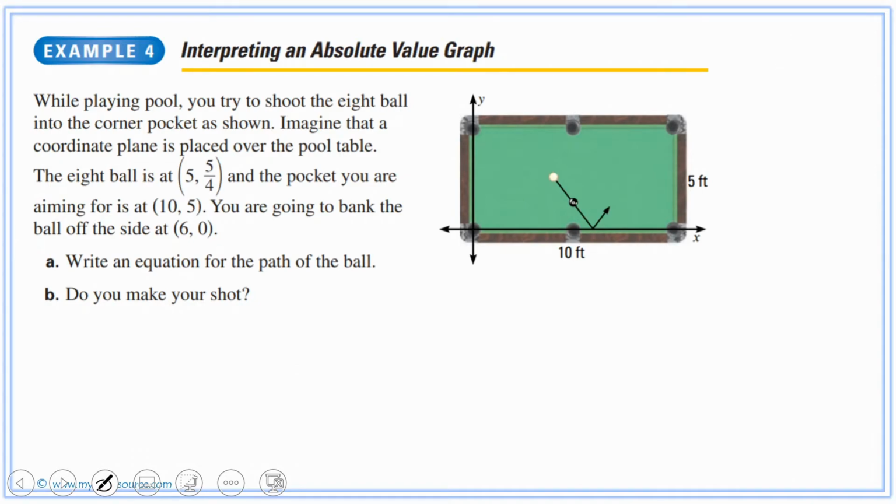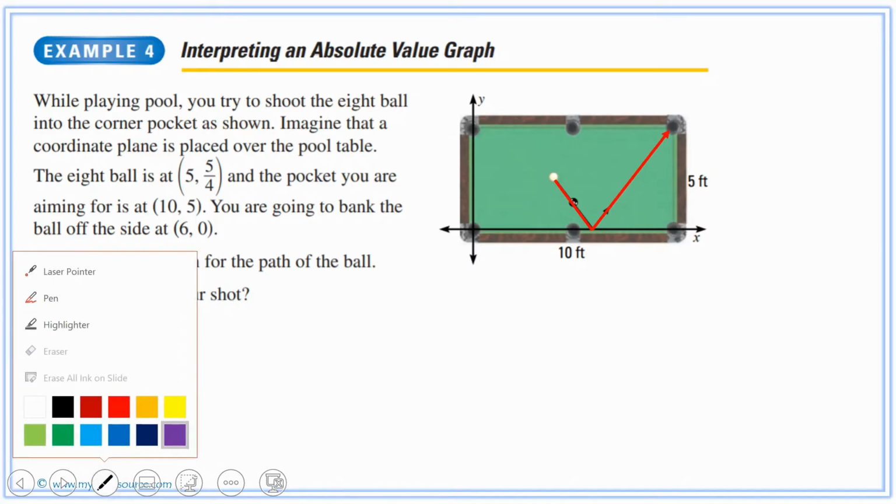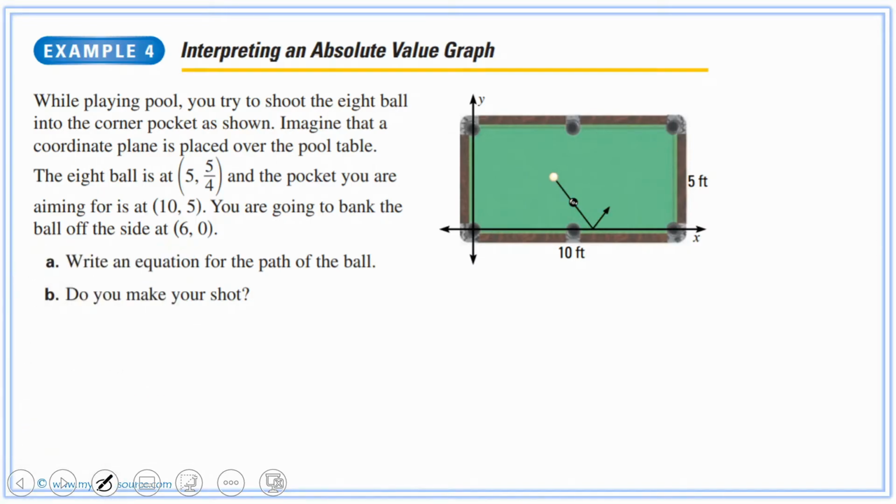Okay, the last one that we have here, an example again from example 4. While playing pool, you're trying to shoot the 8 ball into the corner pocket, as shown. Imagine that the coordinate point is placed over the pool table. The 8 ball is at 5, 5 over 4. If you're not sure what the 8 ball is, it's the black ball right here. That's our 8 ball. And it's saying that that point there is x equals 5, so halfway, and 5 over 4, which is about 1 1/4.